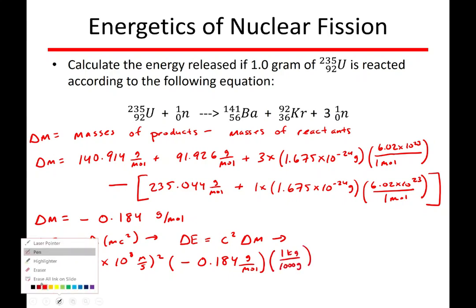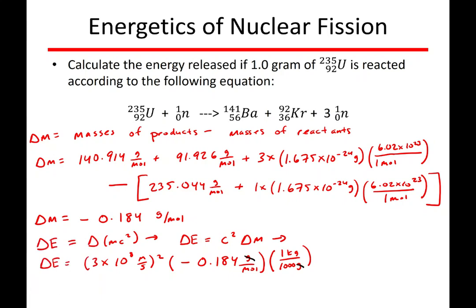All right. So now what we have for our units are kilograms meters squared per second squared. So that's joules, and then per mole. Therefore, the delta E for our reaction that we calculate will be in units of joules per mole. And the value that you're going to get is enormous. It is negative 1.7 times 10 to the 13 joules per mole. That is a tremendous amount of energy. Now, that's how much energy would be released if you were to react a mole of uranium-235.